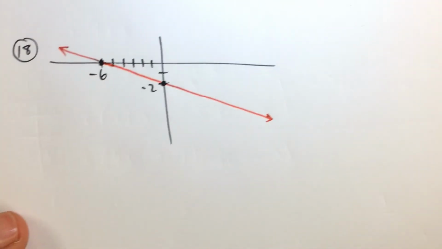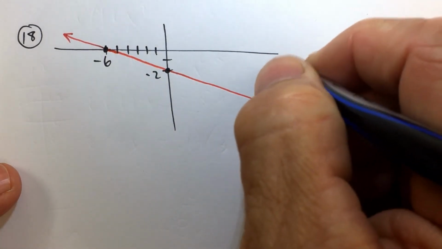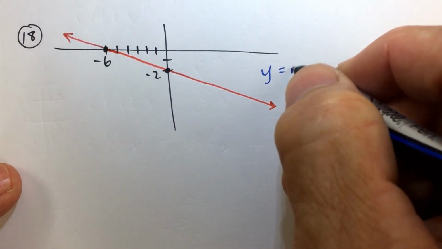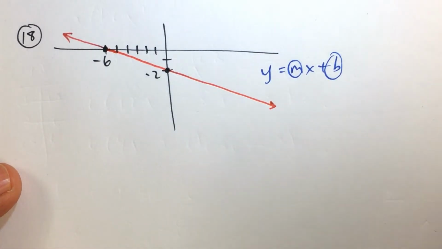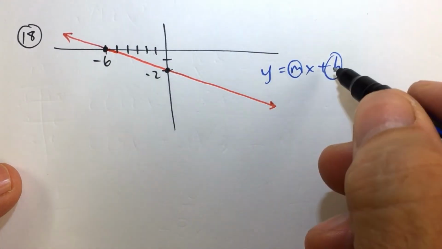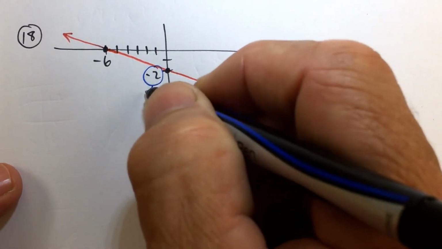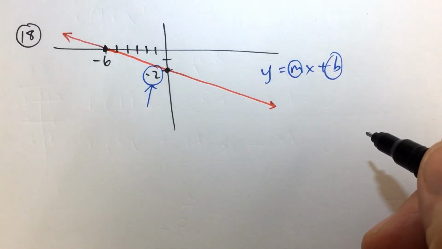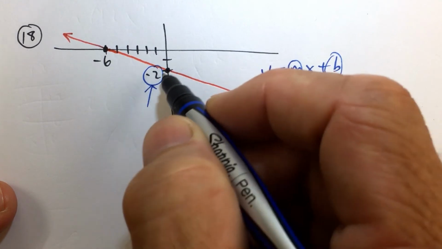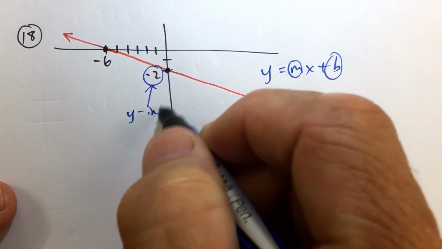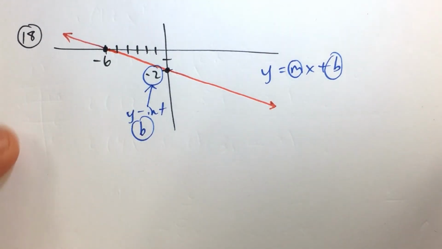For number 18, we're trying to come up with the equation of this line, and we know that the slope-intercept form of an equation, if we can come up with the slope and the y-intercept, well, we can drop those 2 numbers right into this equation, and we're good. So we first of all can recognize that negative 2 is the y-intercept because the line crosses the y-axis at negative 2. So that's the y-intercept, and we call that b. We use the letter b to describe the y-intercept.